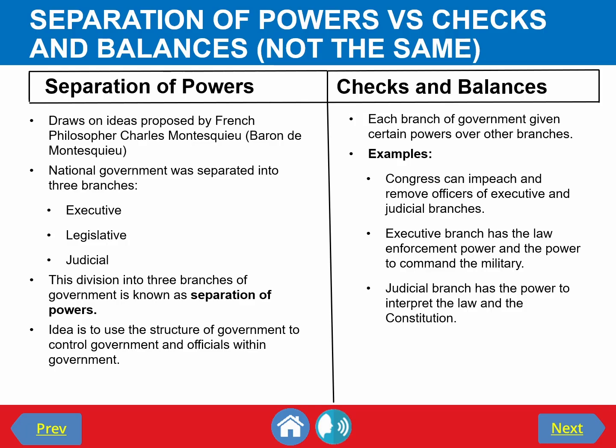In addition to separation of powers, each branch of government was given certain powers over the other branches. For example, Congress can impeach and remove officers of the executive and judicial branches. The executive branch has the law enforcement power and the power to command the military, and the judicial branch has the power to interpret law and the Constitution. This system is known as checks and balances.